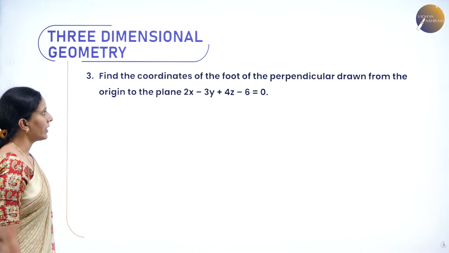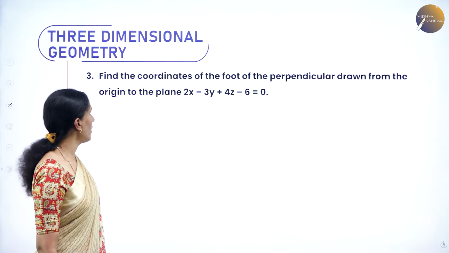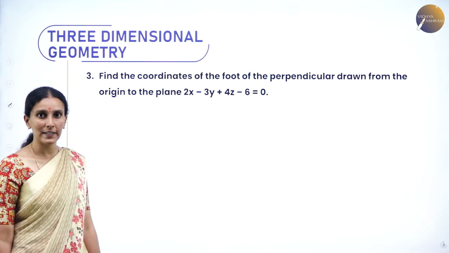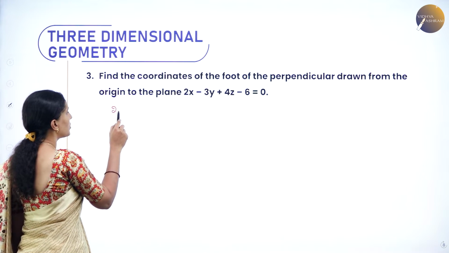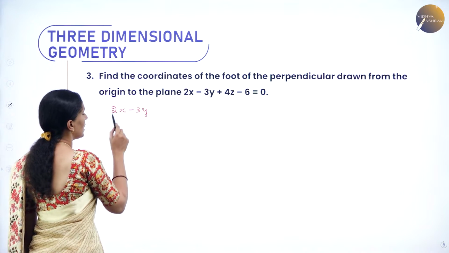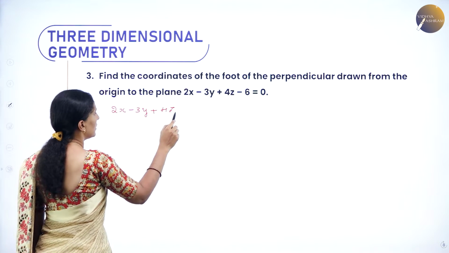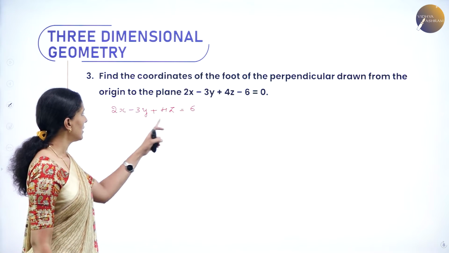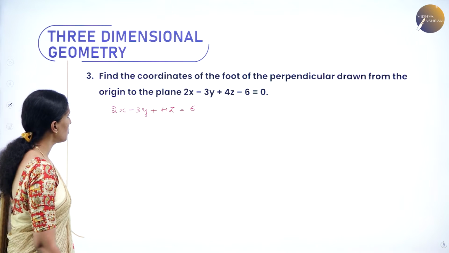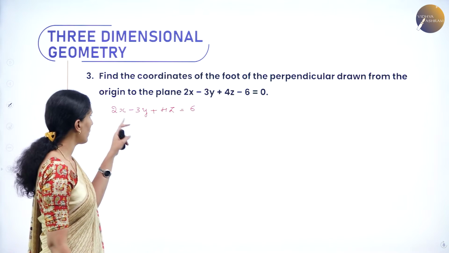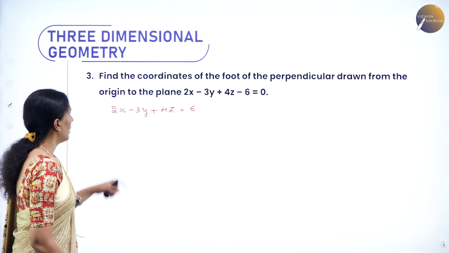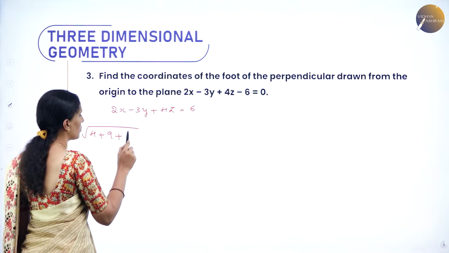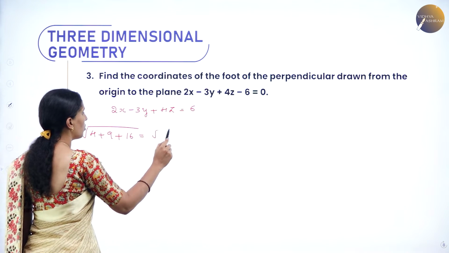Next, find the coordinates of the foot of the perpendicular drawn from the origin to the plane 2x minus 3y plus 4z minus 6 is equal to 0. So here the Cartesian form of the equation of the plane is given, in the form Lx plus My plus Nz. Now let us divide it by the magnitude of the vector, taking 2, 3, 4. 2 square is 4, 3 square is 9, 4 square is 16. So we have this as root 29.